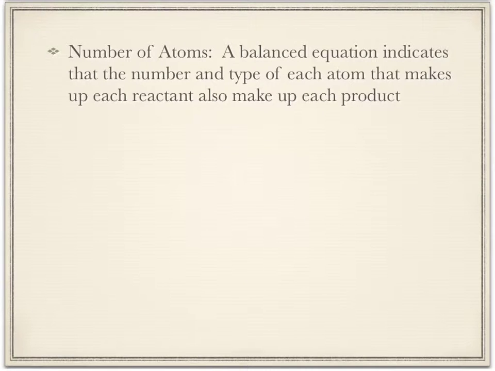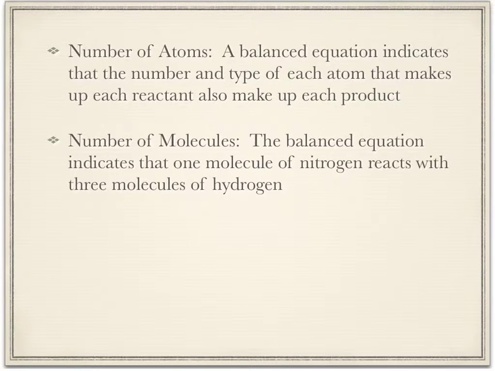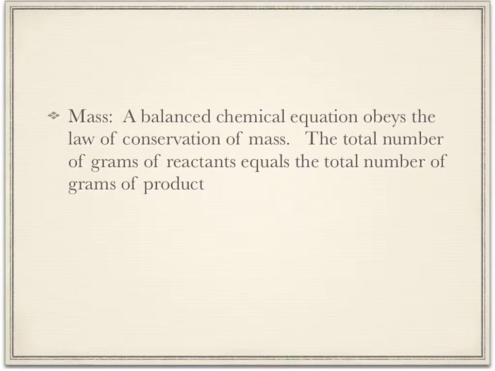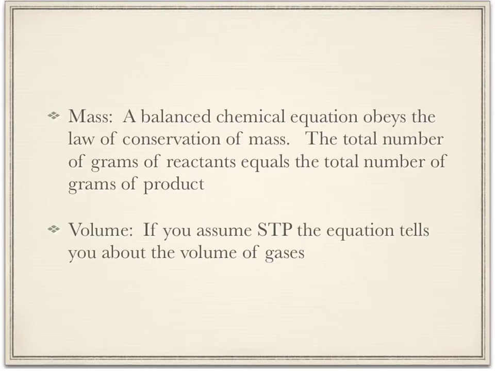All right, so we've talked about most of these. We said atoms, they're the same on both sides. Molecules, they don't have to be the same on both sides. Moles, they don't have to be the same. They would be the same as molecules. The ratio is the same, in this case 1 and 3 and 2. And mass, it does have to be the same on both sides. The law of conservation of mass says that it's always going to be the same on both sides. Volume is related to moles, so it's not conserved. It's not the same on both sides.